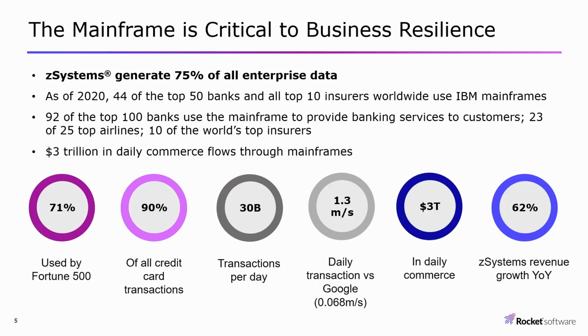What I always like to point out here is the percentage of all the credit card transactions that go through a mainframe somewhere. And what's also interesting is the daily transaction volume versus Google, right? So the mainframe processes more transactions than Google search does.